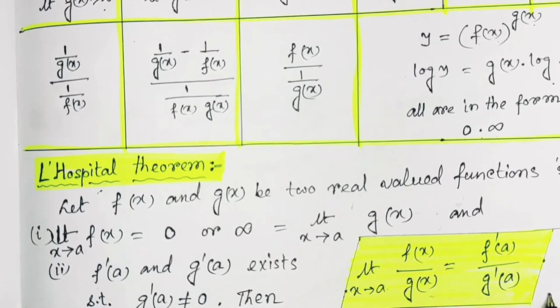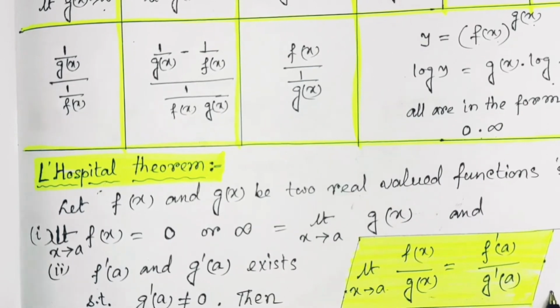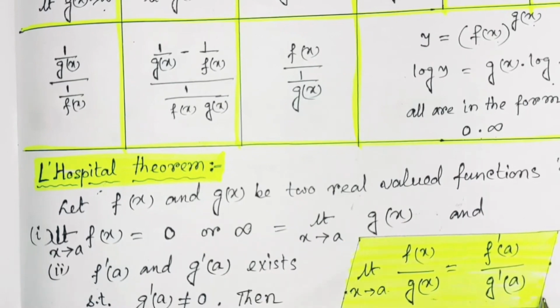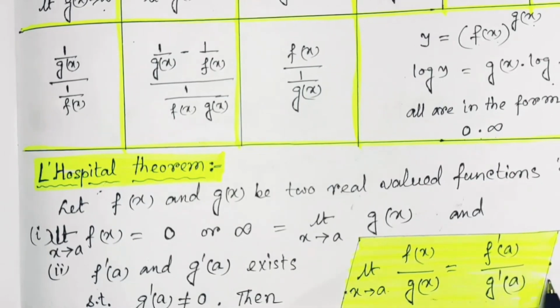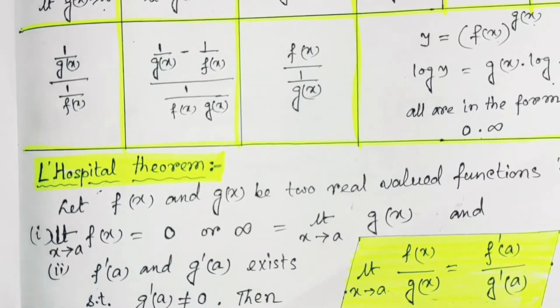Just f(x) by g(x), whatever is given, if it is in the 0 by 0 format or the infinity by infinity format, we simply take the derivative of f(x) and the derivative of g(x). After that we should check whether the derivative of g(x) at this limiting point is 0 or not. If it is not equal to 0, then whatever derivative forms you find, just substitute the limiting value, and whatever value you find, that is your result. So let us do this with solved examples. We have many examples in this lecture, and now we are going to solve all of them.